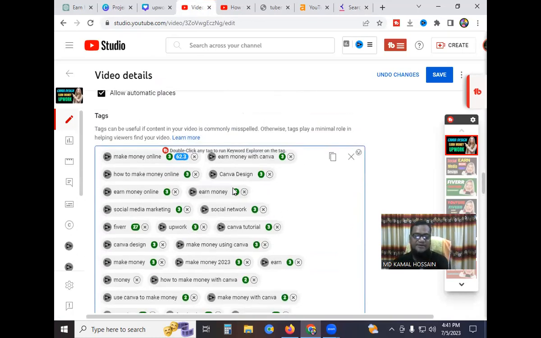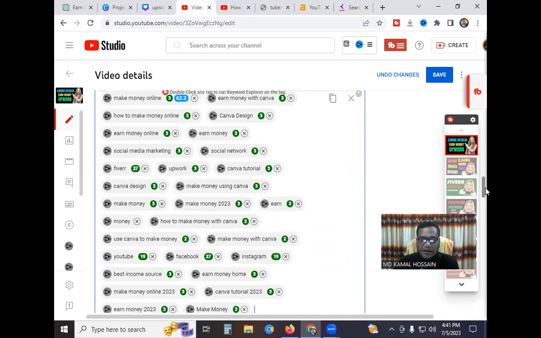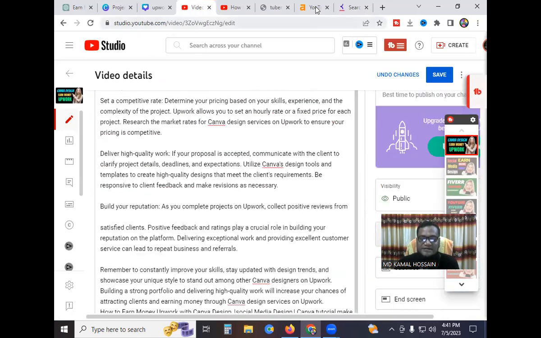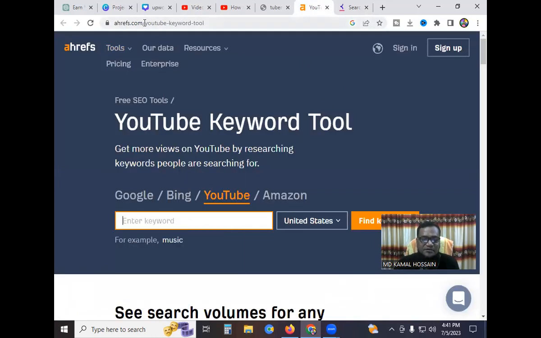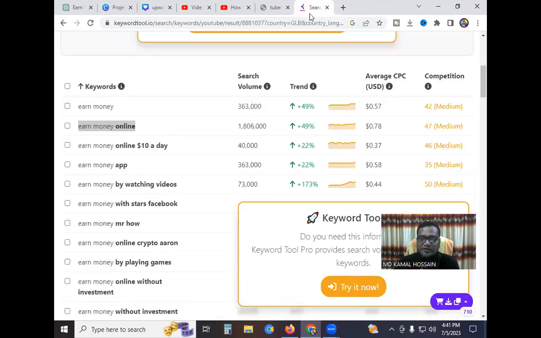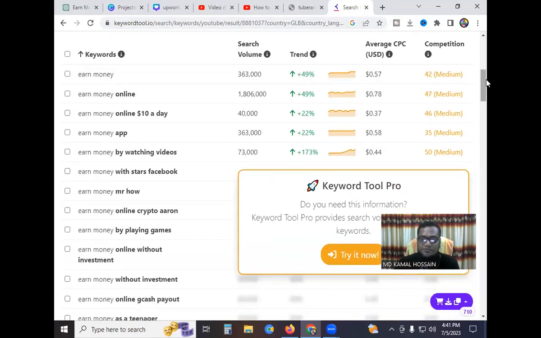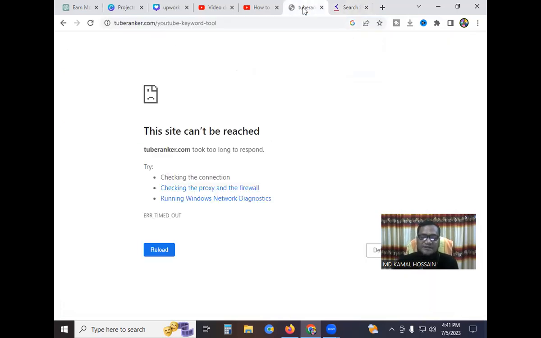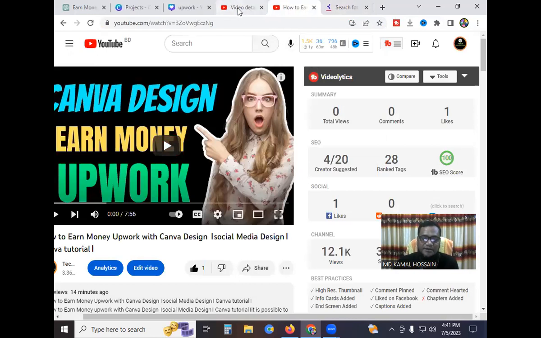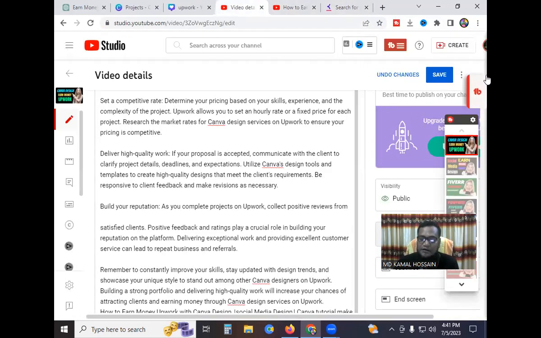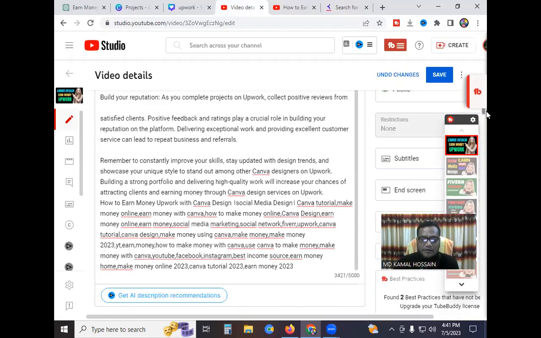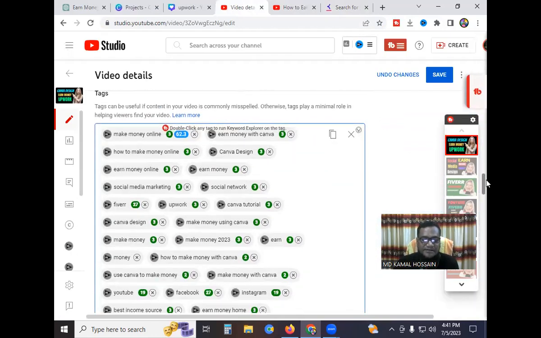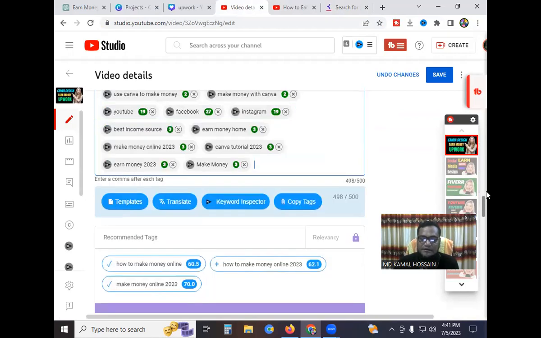This is keyword research: the Canva design keyword, earn money online, social network, Upwork, and this nice system for keyword research and tags. A lot of free keyword research. Then use the keyword research for the video tags, description, keywords, playlist, and tags. Tags are very important, same things.